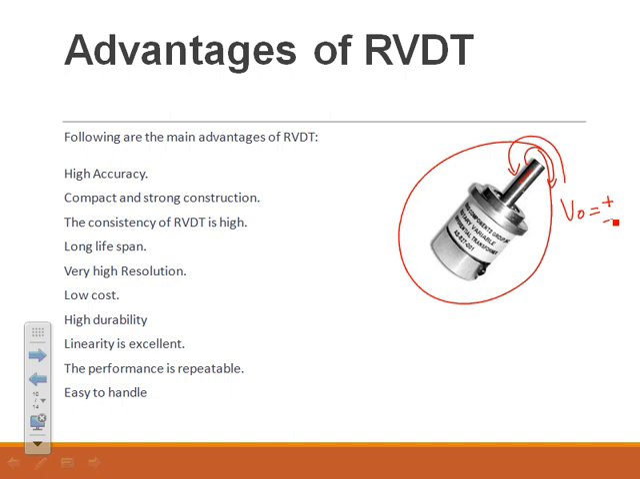So these are the following advantages of RVDT: high accuracy, compact, strong construction, the consistency of RVDT is high, long lifespan, very high resolution, low cost, high durability, excellent linearity, repeatable performance, and easy to handle. That means almost all the characteristics required for a transducer are satisfied here in the advantage list. So it is more comfortable to use and reliable as a sensor or a transducer.